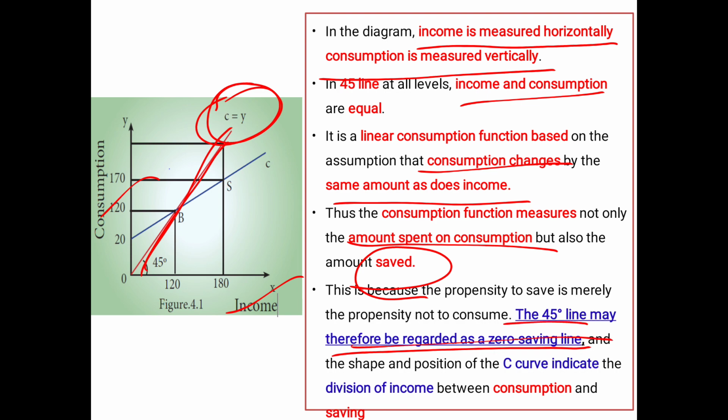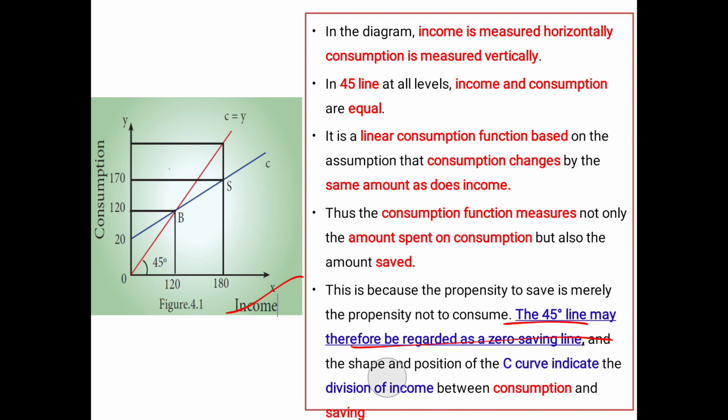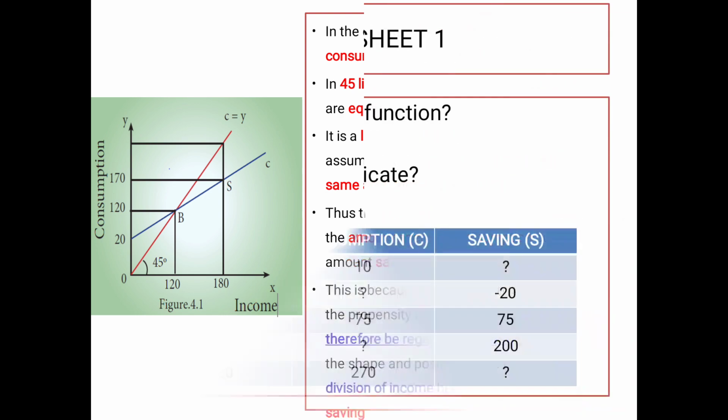Okay, and the position of the C curve indicates the division of income between consumption and savings. So I hope it is clear for you. So the 45 degrees line, what does it denote? It denotes the savings, consumption and income, and there is no savings at all.